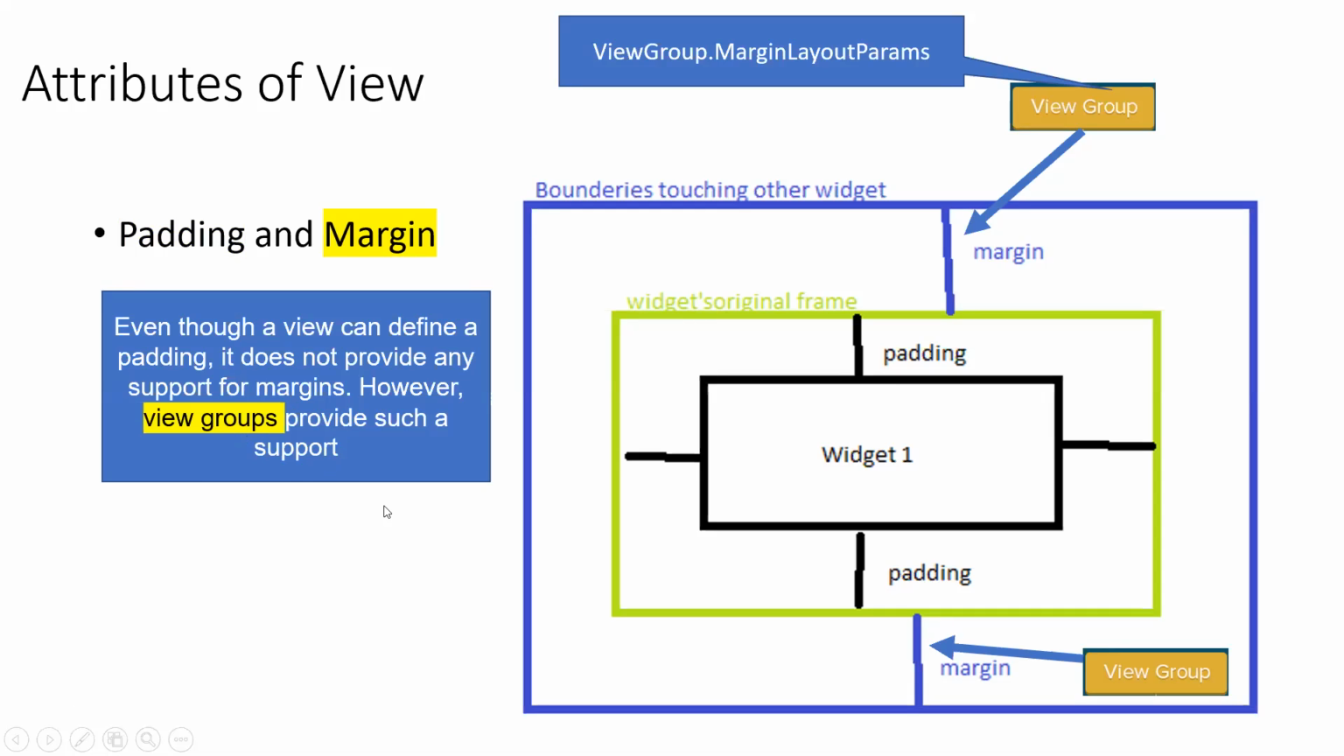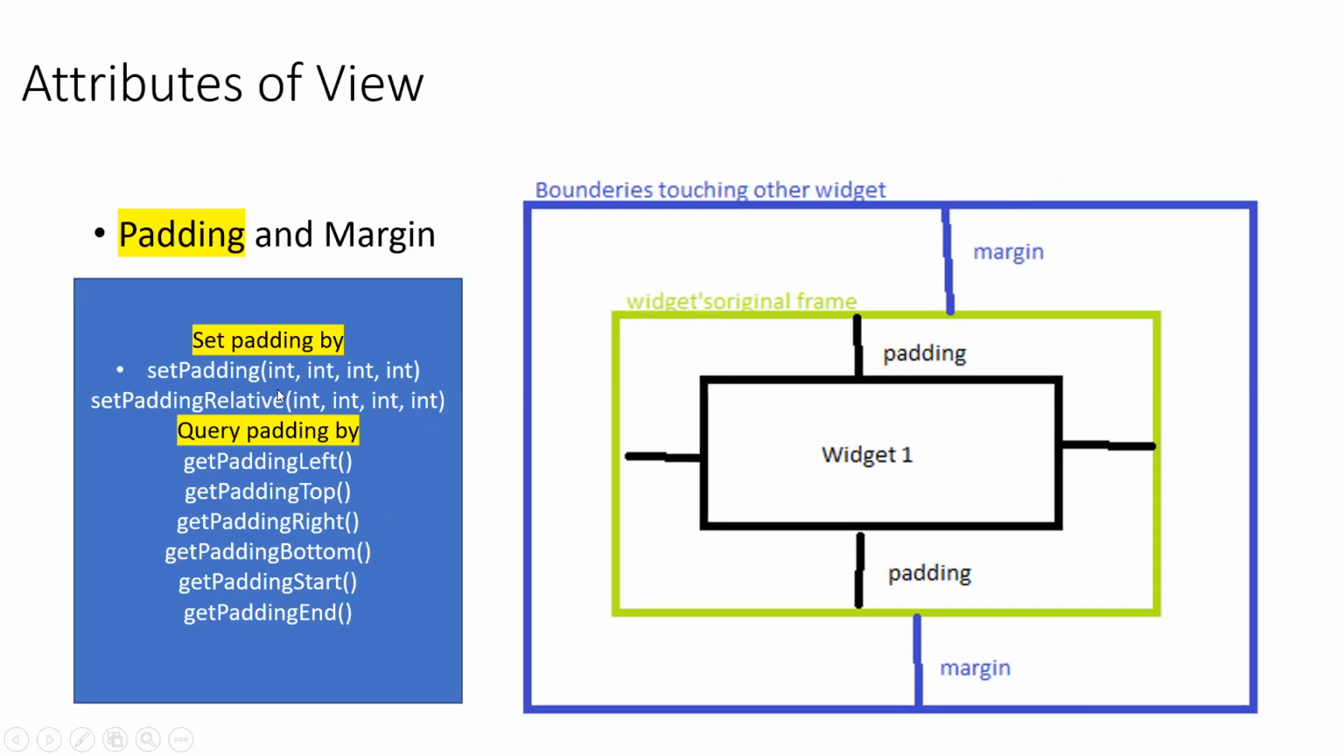Let's talk about padding first. After that we will go to the margin. You can set a padding by using two functions. If you're just setting an absolute padding, you can just specify these values, and otherwise you can also set padding relative to the boundary of the containing frame. For that, you have a set padding relative method. These are setters for the padding, and you can also have getters. If you want to query padding, how much is the left padding of the view, the top padding, the right padding, the bottom padding, or where the padding is going to start and end, you can fire these methods.